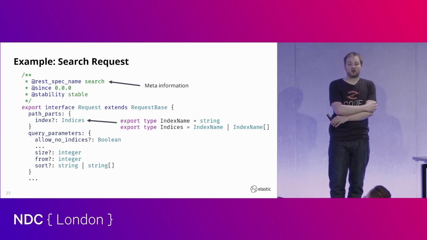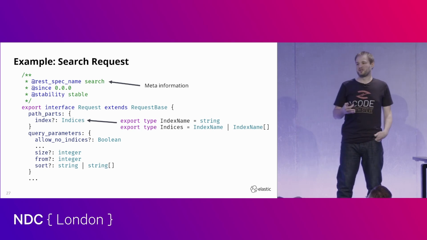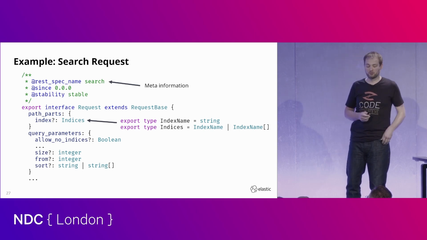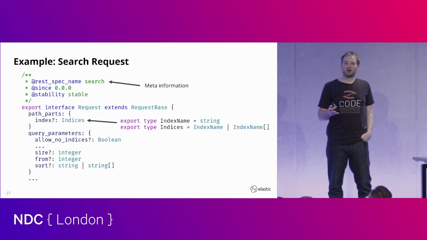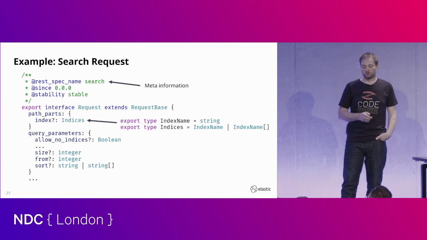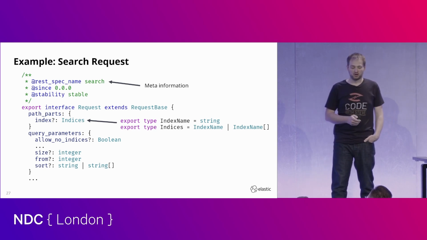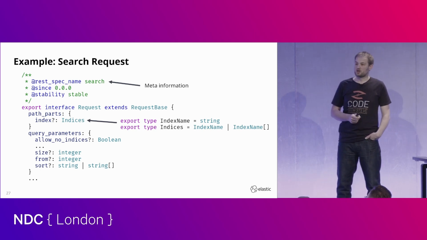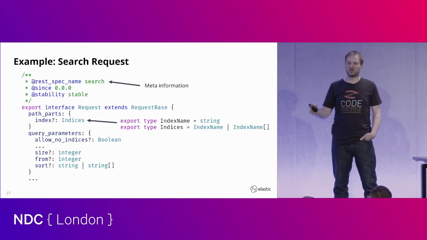So when you do a search, you can either search everything and just go _search, or you can provide the index name or a set of indices that you want to search against and limit your search results. And so that's optional on the path. And so we define that with an optional property here with the question mark. And then we define a type for that. So this is indices, which is actually a union of index name or index name array.